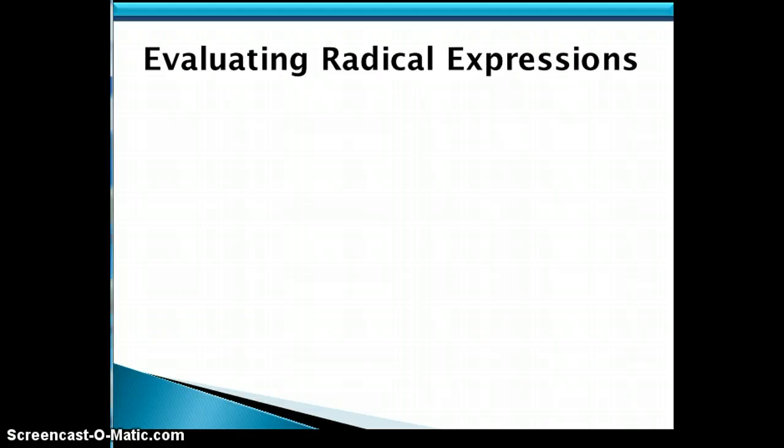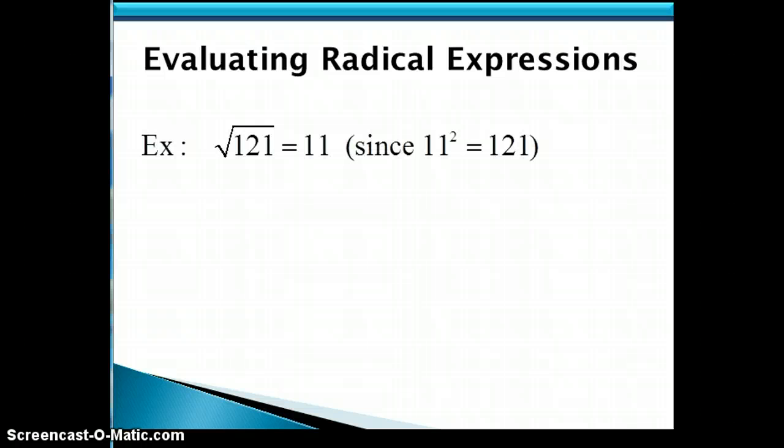Let's look at some more examples. The square root of 121 is equal to 11, since 11 is the unique non-negative real number such that when I square 11, the result is 121.